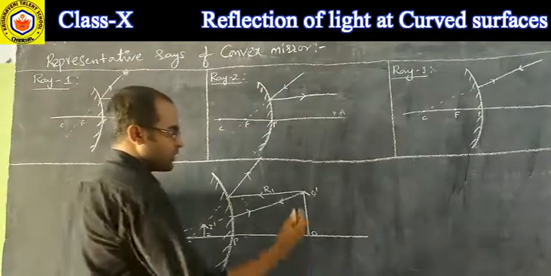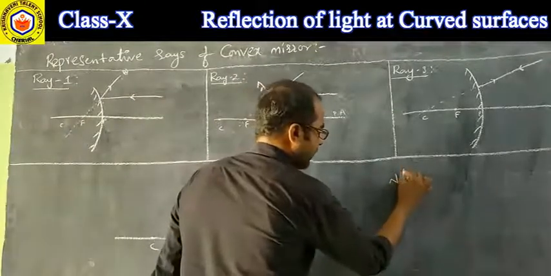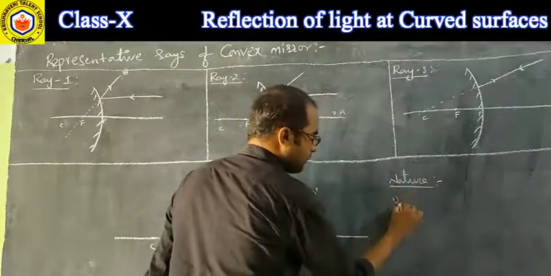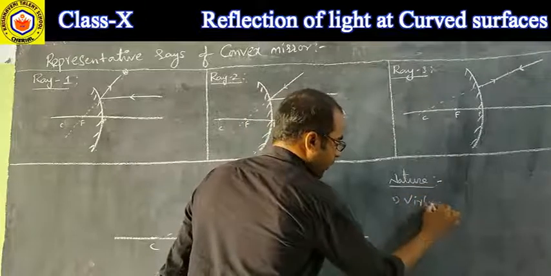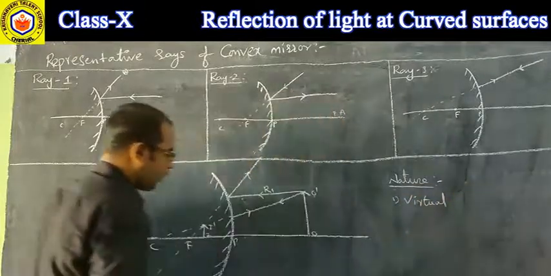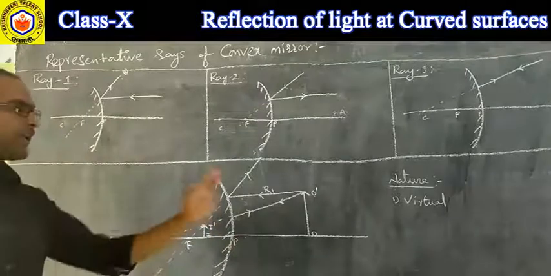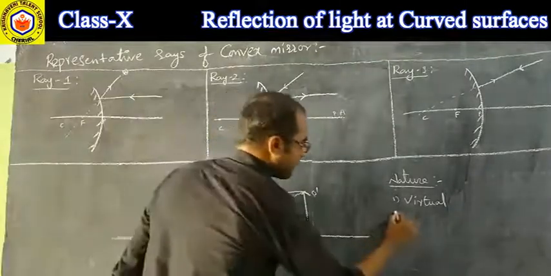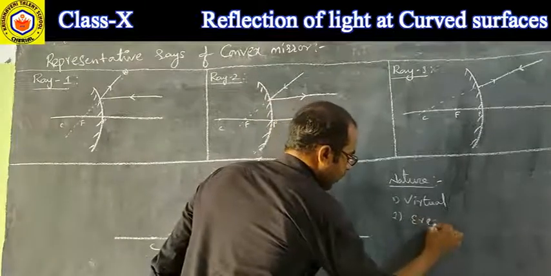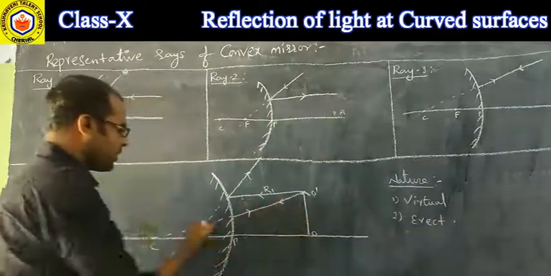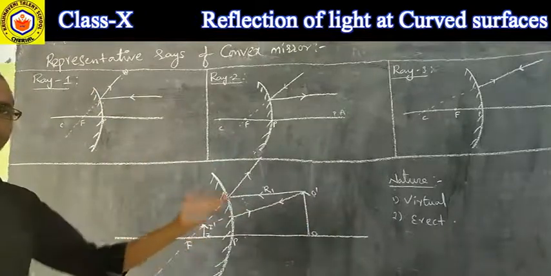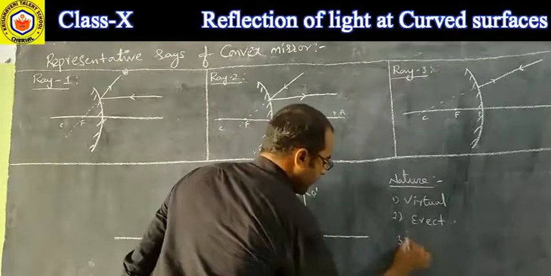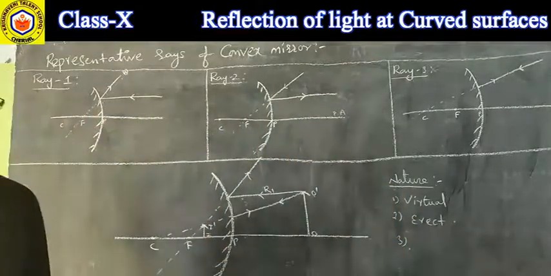Yes, so here what is the nature of image or properties of the image? That is first one, virtual, because it is formed inside the mirror, it cannot be taken on screen, that is why it is a virtual image. Virtual, erected or erect means straight image, it's not inverted, it is a straight image. Yes, virtual, erect. Is it diminished image or enlarged image?